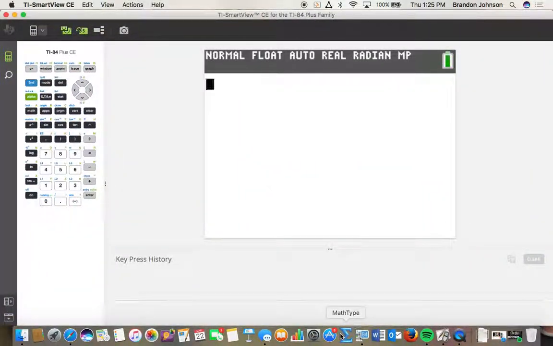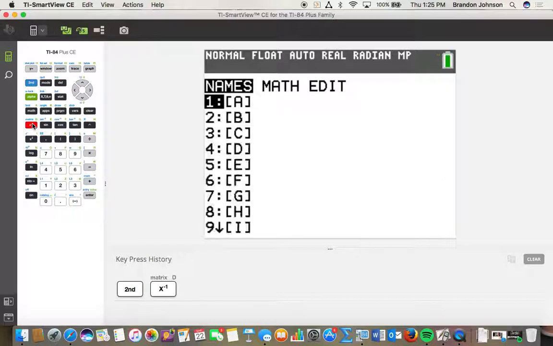Well, this is where we're going to take this just a little bit deeper. And in order to do this, we're going to go to second, x to the negative first, which is a matrix, okay?